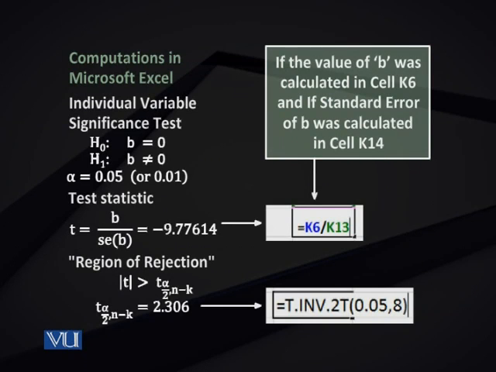Instead of looking into tables, you can compute it through Microsoft Excel by using the formula equals T.INV.2T, for inverse two-tailed, and you give two arguments, that is 0.05 as the level of significance and 8. So this gives you the value of 2.306.